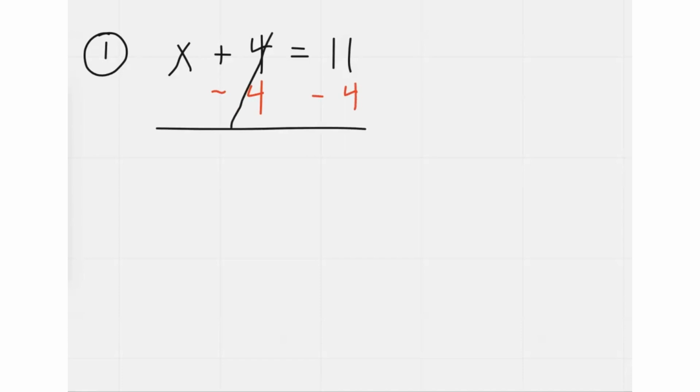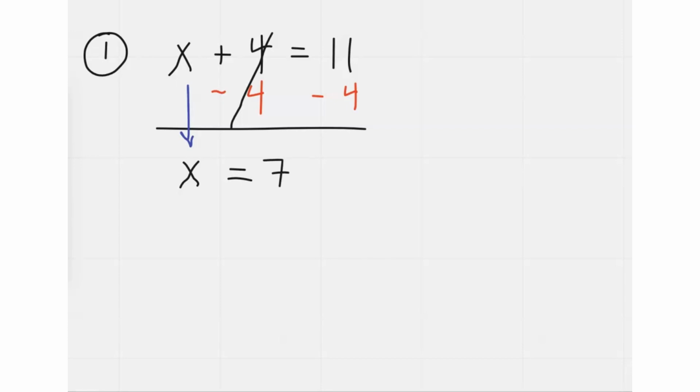X plus 4 equals 11. We want to get X all by itself on one side of the equal sign, but right now it's being accompanied by this pesky plus 4. The way to get rid of the 4 is to do the opposite operation. Since 4 is being added, we can get rid of it by subtraction. We can subtract 4 from both sides of the equal sign. 4 minus 4 is 0, so this cancels out and isolates the x. 11 minus 4 is 7, so x is equal to 7.